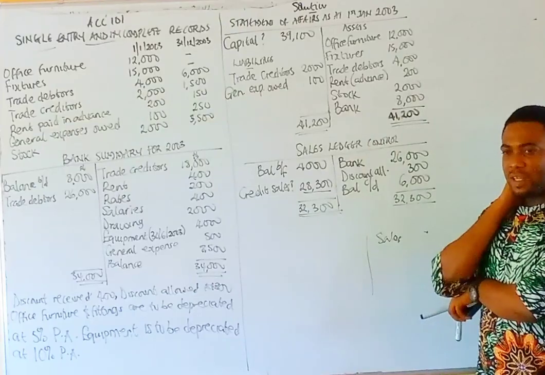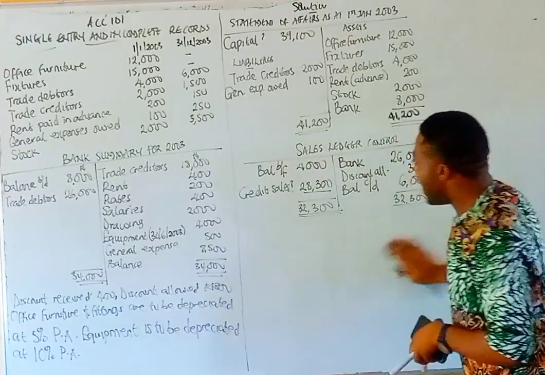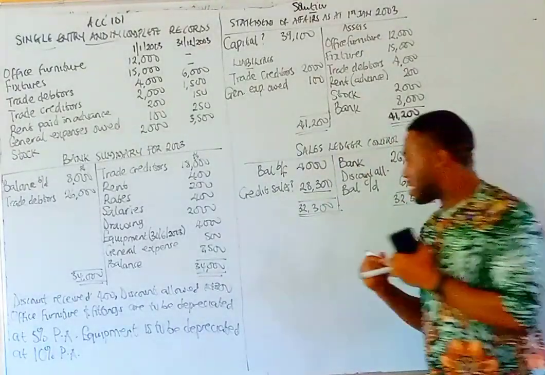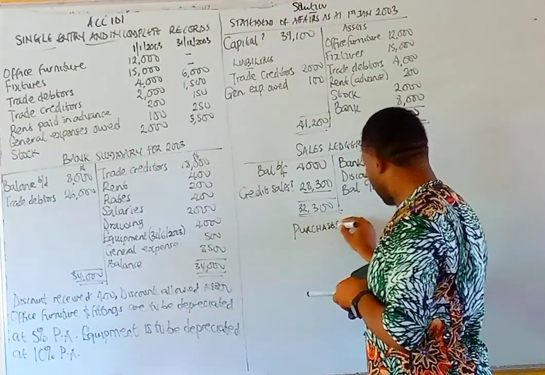Are you still confused? I'm just saying it in case. So now that's the sales ledger. Now let's get the purchase ledger so that we can get our credit purchases.